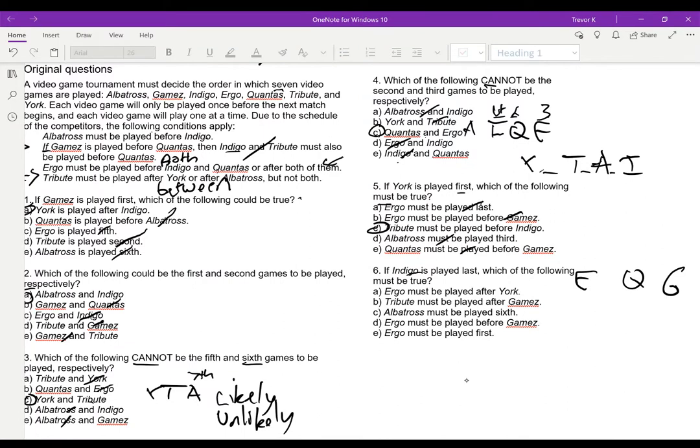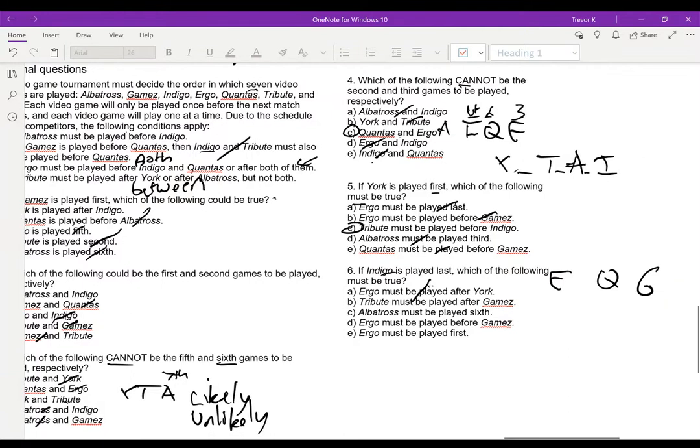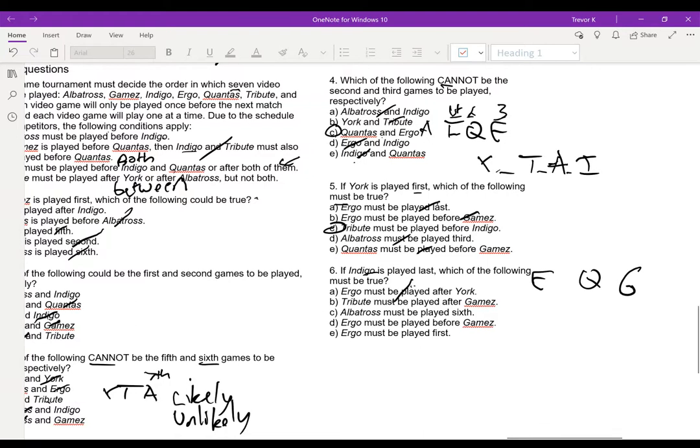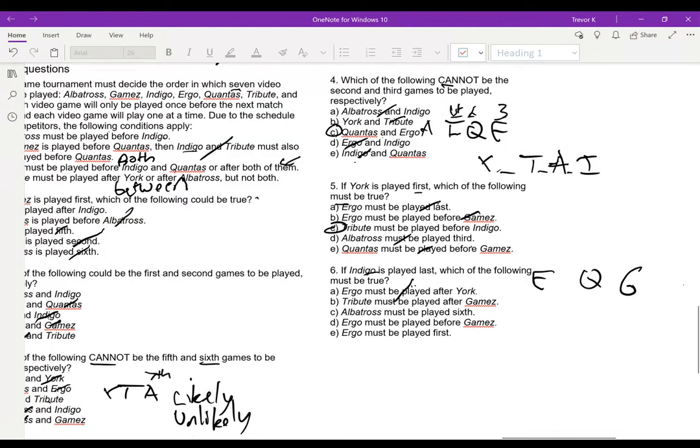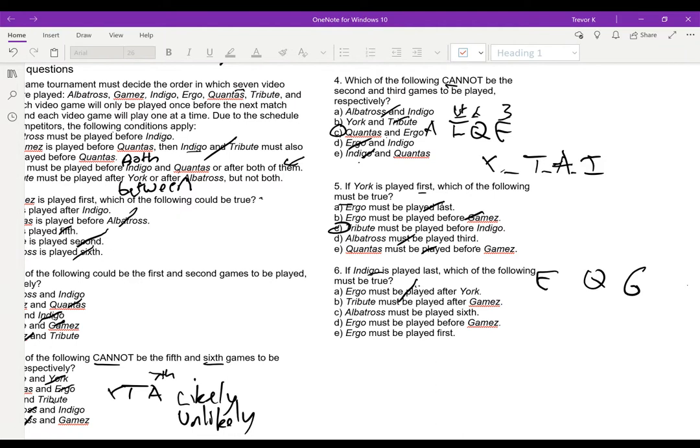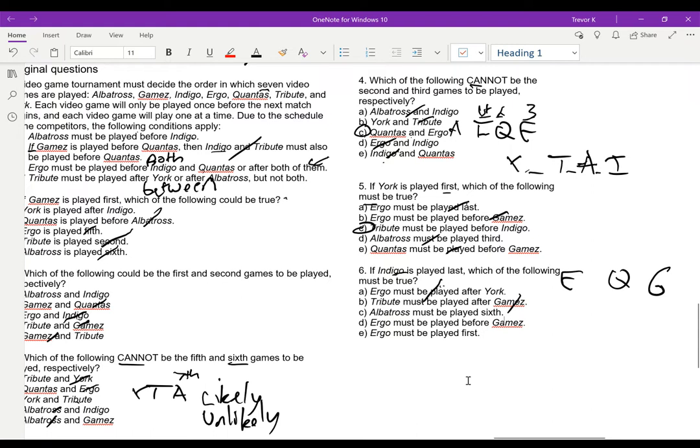Ergo must be played after York? No, York could be first, actually. There's nothing preventing it. Tribute must be played before Indigo? No, not necessarily. Tribute could really be right at the end if I do Albatross and then Indigo. So I could do Tribute and then Albatross and then Indigo. I think that would actually be fine. So let's do that.